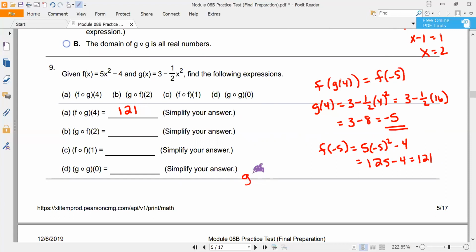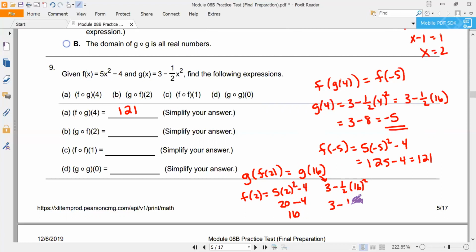So g of f of 2. So start out with f of 2. That would be 5 times 2 squared minus 4. That is 4 times 5, so that's 20 minus 4, that's 16. Now we're going to plug 16 into the g function. So this is 3, I'm going to work it right here, minus 1/2 of 16 squared.